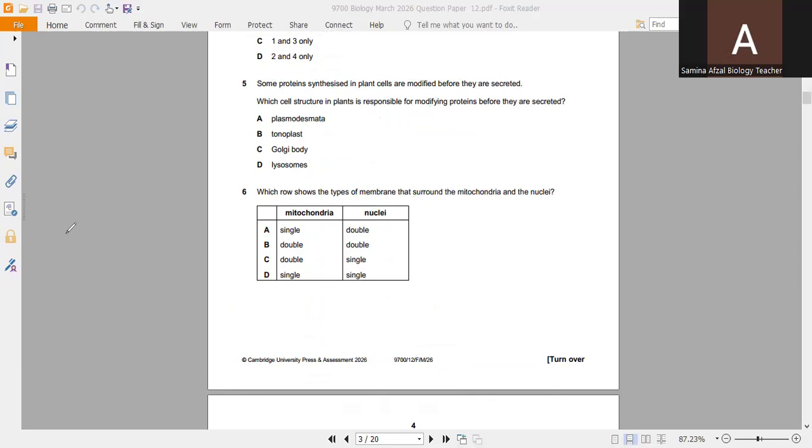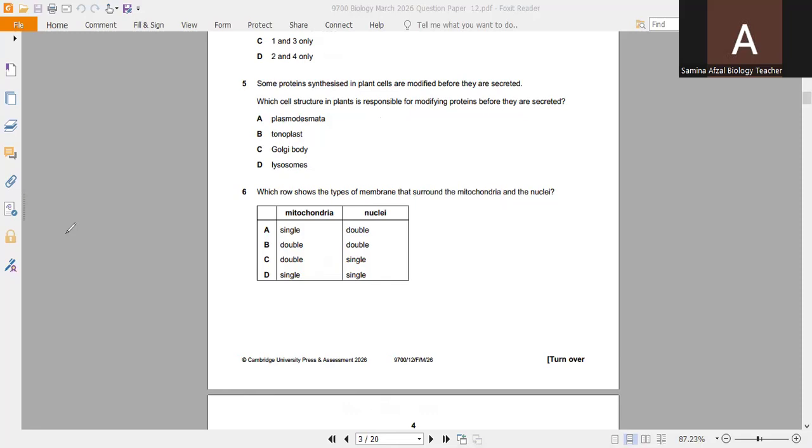Which cell structure in plants is responsible for modifying proteins before they are secreted? You know that, students, first is the plasmodesmata. They are microscopic channels between two cells, you can say through the plant cell walls.